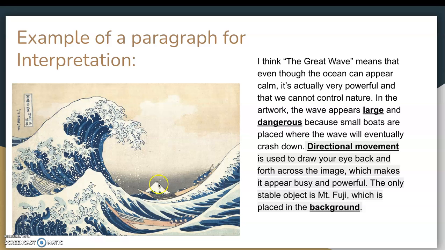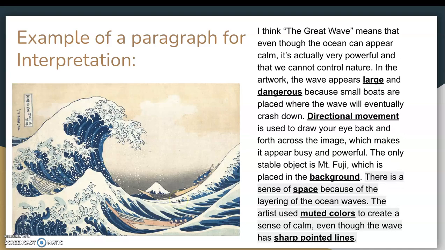So I've already noted, hey, the wave looks really large and dangerous. Notice we've got these boats. Something's going to fall down on it. It's got a sense of directional movement. Adding some more, there is a sense of space because of the layering of the ocean waves. The artist used muted colors to create a sense of calm, even though the wave has sharp, pointed lines.